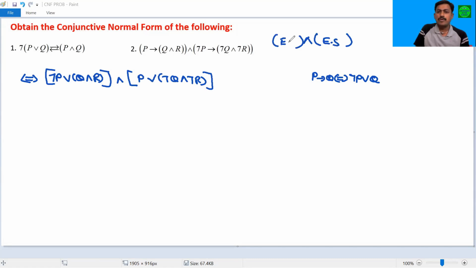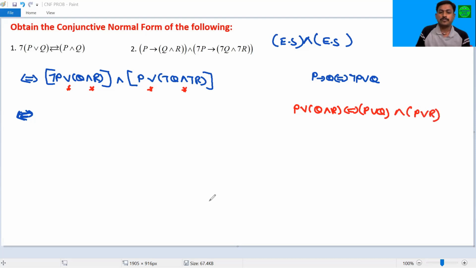Conjunction between elementary sums. Here there is no need of applying De Morgan's law. Straight away we'll go for the distributive law. So take two different symbols. These two are the different symbols, and here also these two are the different symbols. P or (Q and R) is equivalent to (P or Q) and (P or R).